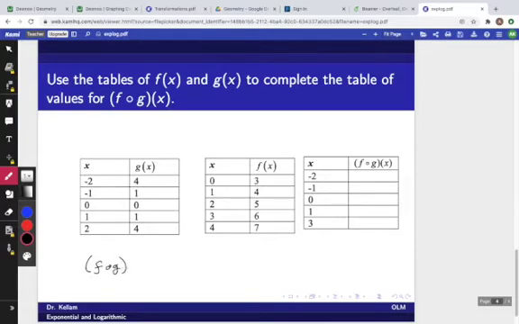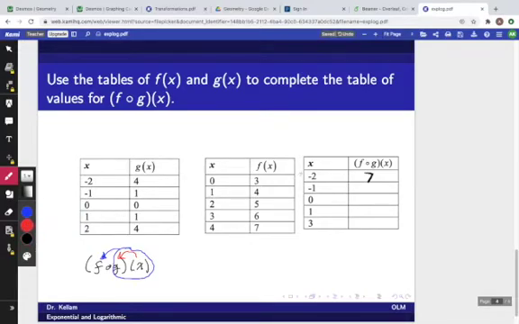Now, remember that f of g of x is telling me to take my x and put it into g, and then take that answer and put it into f. So my x is negative 2, meaning I come to my g of x table. X negative 2 means that g of x is 4. I take that 4 and I look at my f of x, and I see that 4 takes me to 7. So f of g of negative 2 is equal to 7.